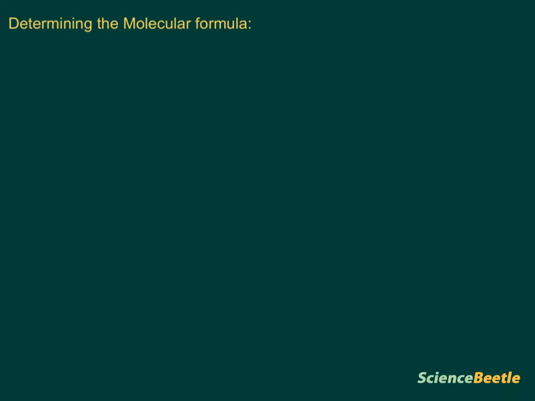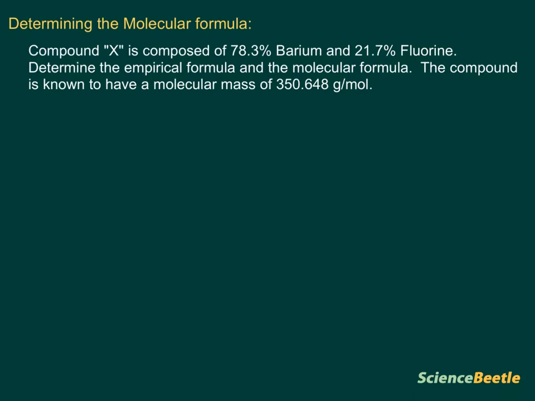Okay, so here we go. Here's the problem that we have. We have a compound X. It's composed of 78.3% barium and 21.7% fluorine, and we're asked to determine both the empirical formula and the molecular formula. They also provide this important piece of information at the very end. They're telling us that the molecular mass is equal to 350.648 grams per mole. So that's important.